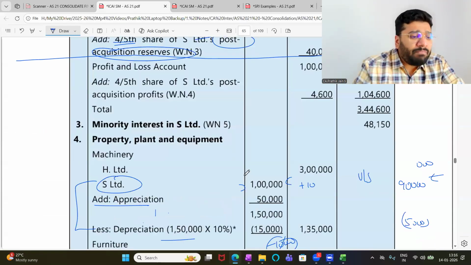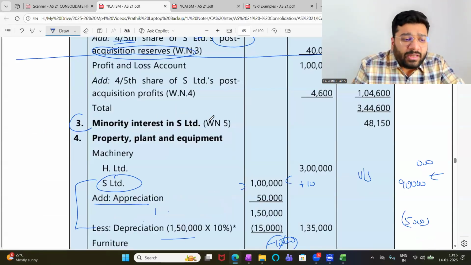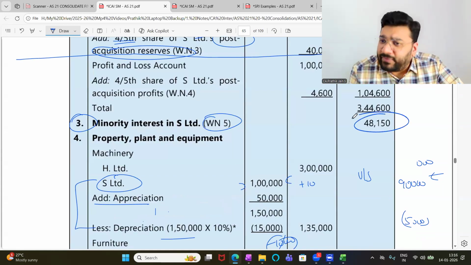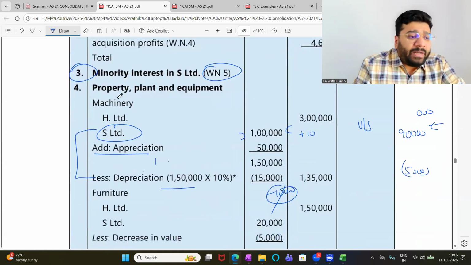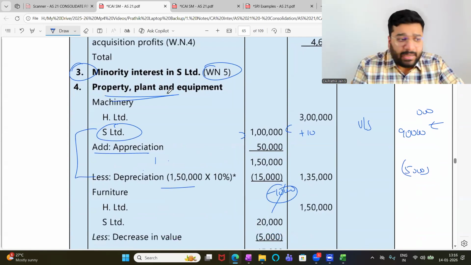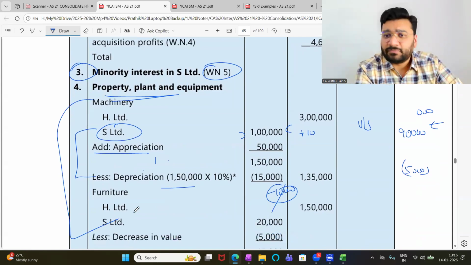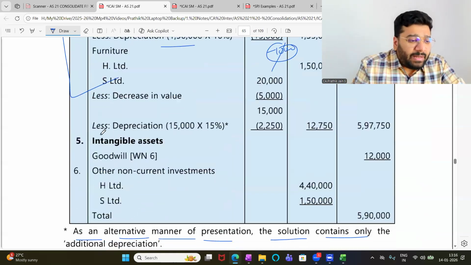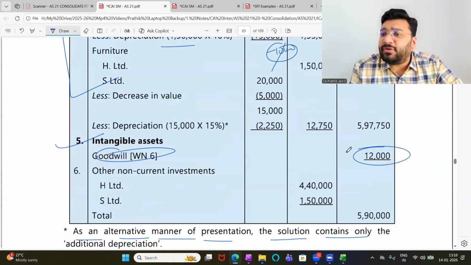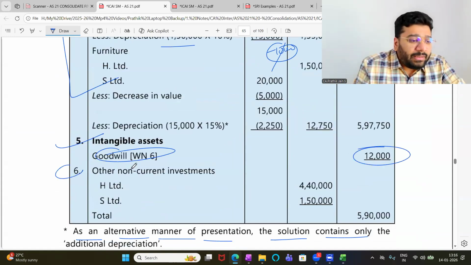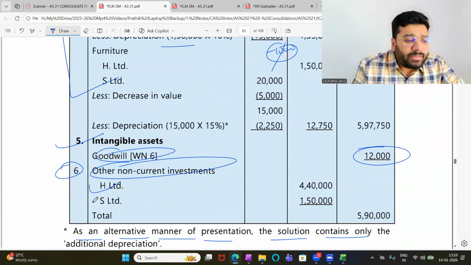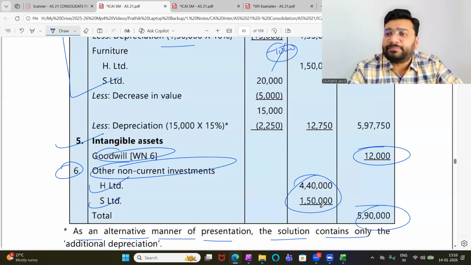Now, minority interest, you have done a separate working note. Give the reference to the working note from where this 48,150 is coming. Property, plant, equipment, though you have done the working note separately, the presentation should be done here separately. Intangible asset, goodwill is coming from the working note. Give reference to the working note. Other non-current investment, how much is of H Limited, how much is S Limited, show it separately, total.